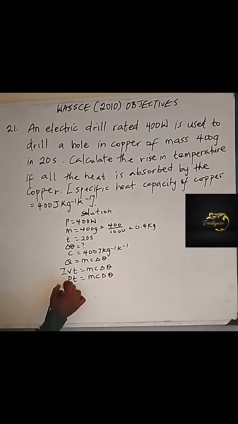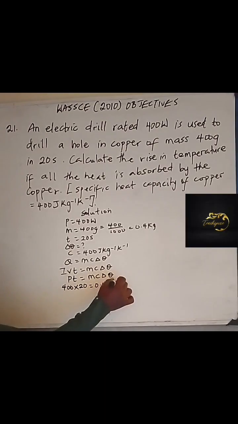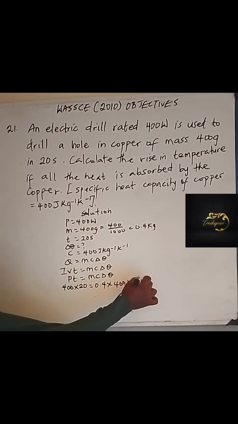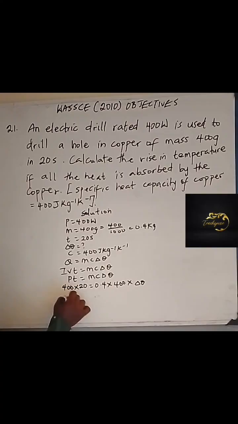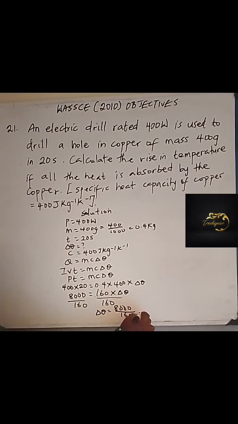Let's substitute into the formula. We have 400 multiplied by 20 equal to 0.4 multiplied by 400 multiplied by change in theta. 400 times 20 will give me 8000. Then 0.4 multiplied by 400 will give me 160 multiplied by change in theta. Since I'm looking for change in theta, I simply divide both sides by 160. Change in theta is going to be 8000 divided by 160, and that's going to give me 50 degrees Celsius.